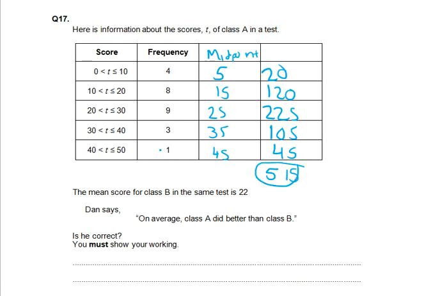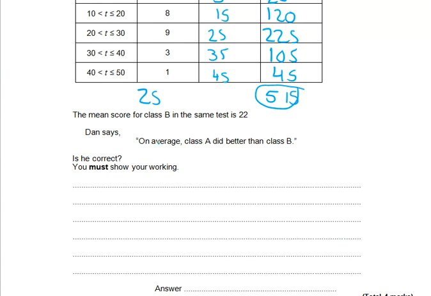We need to work out how many people there were. So it's going to be 4 plus 8 plus 9 plus 3 plus 1, which gives me 25 people. Which means that the mean of Class A is going to be the 515 marks divided by 25. 515 divided by 25 gives me an average of 20.6. So on average, Class A did worse than Class B.